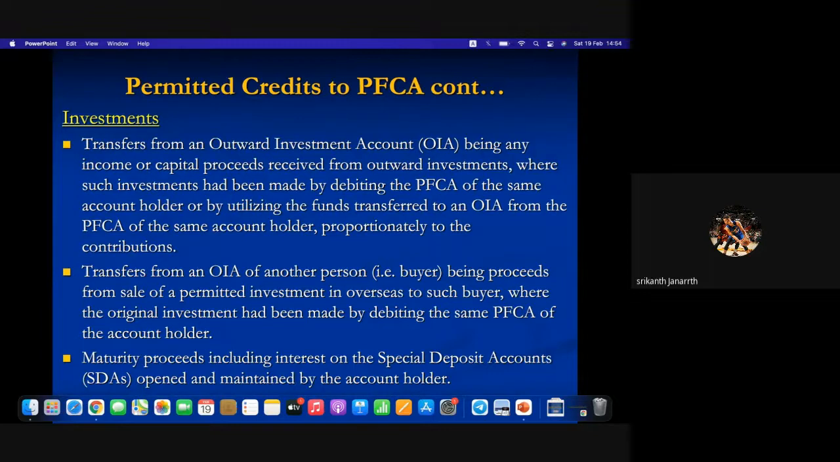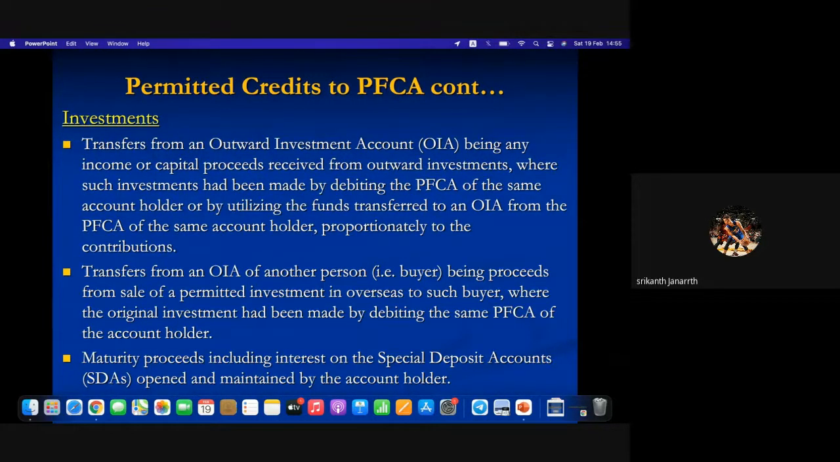I will explain again. If a PFC account holder makes an investment outside Sri Lanka out of his PFC funds through the OIA, the outward investment account, and the central bank has permitted Sri Lankans to invest outside, the account has to be opened as an outward investment account, OIA. So you can transfer from your PFC funds to invest outside. When you make an investment, there are returns coming from it. That investment return can come back as a credit to your PFC account, provided your investment was made out of the PFC account. Understood? Right. That is what it says. So you would have made the investment by debiting PFC, and now the returns are coming back.